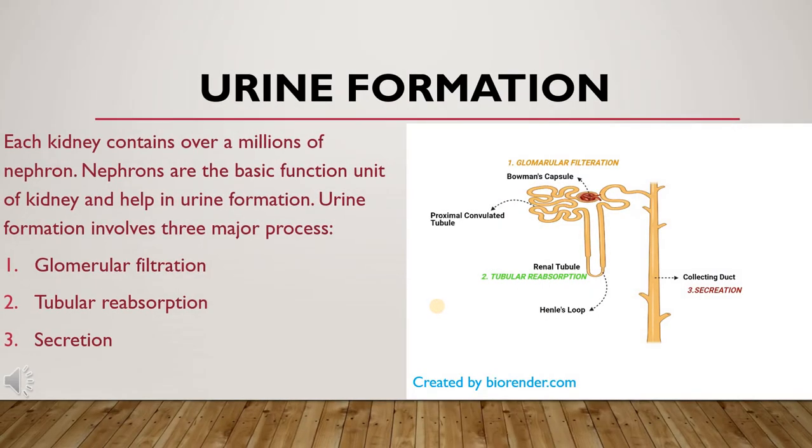Each kidney contains millions of nephrons, and nephrons are the basic functional unit of the kidney and help in urine formation. A nephron consists of the glomerular capsule or Bowman's capsule and a long renal tubule. The long renal tubule consists of the proximal convoluted tubule, Henle's loop, distal convoluted tubule and collecting duct. Urine formation involves three major processes: glomerular filtration or ultrafiltration, tubular reabsorption and tubular secretion.